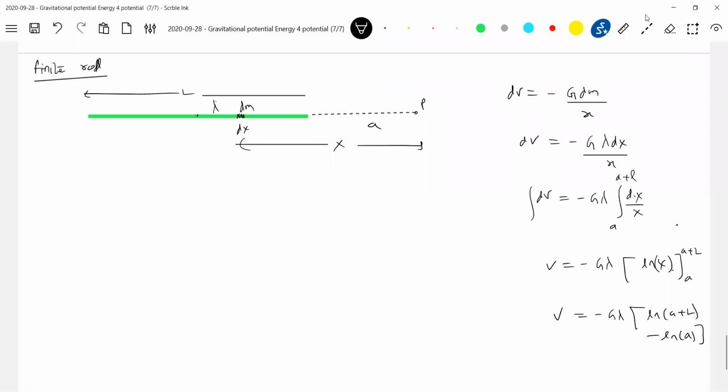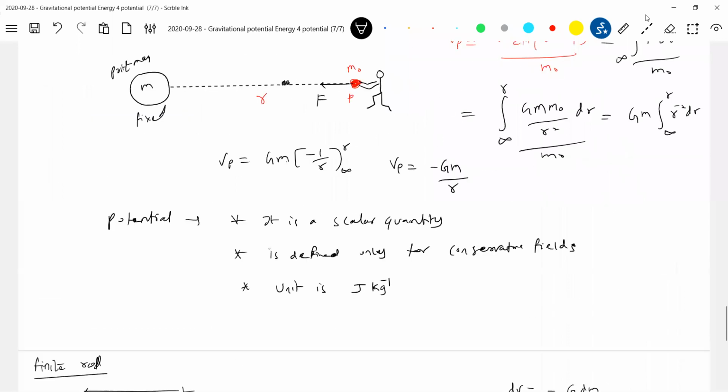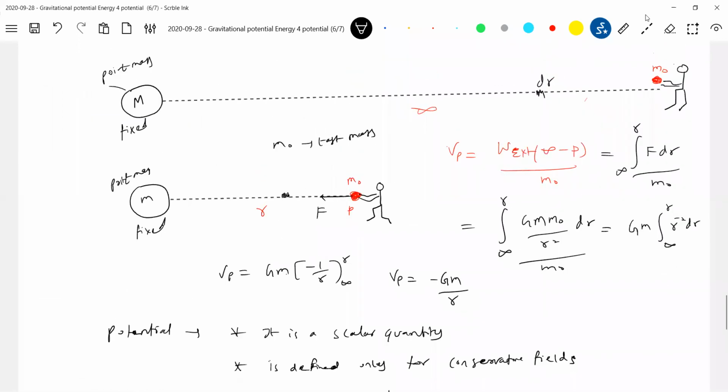Now, what is this potential we are defining with respect to what? So let me take you back to the basic idea. I say the potential at point P is minus Gm by L. With respect to what? With respect to zero. Where is zero? At infinity.